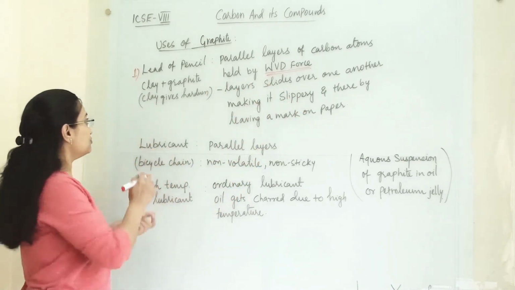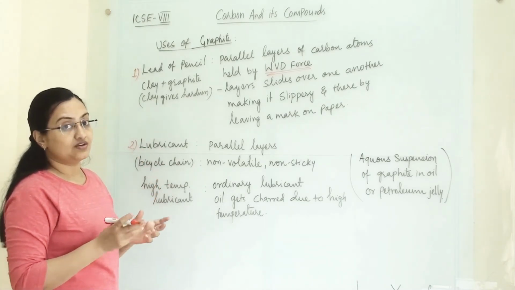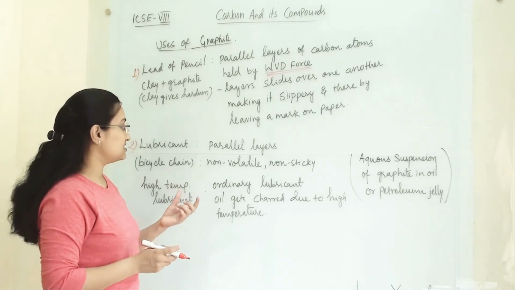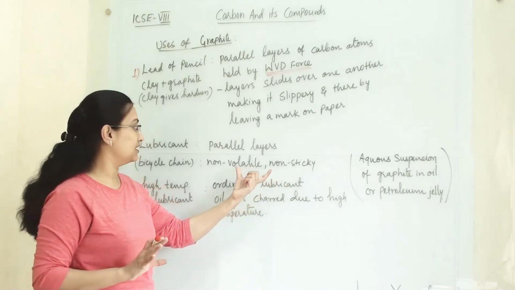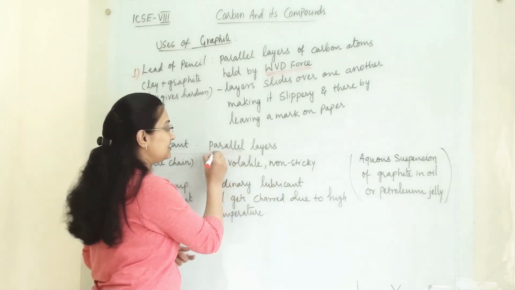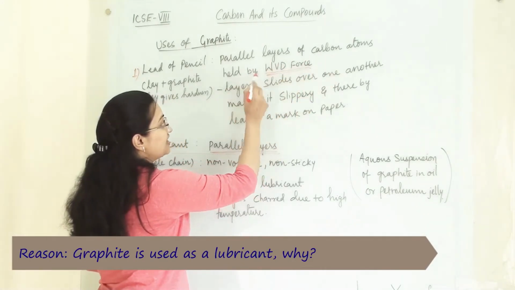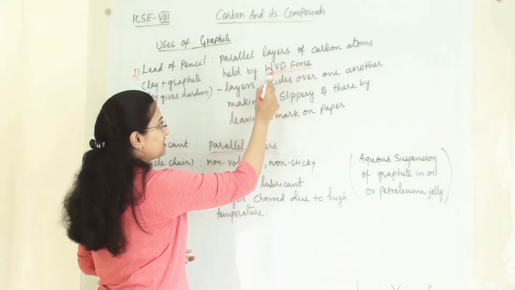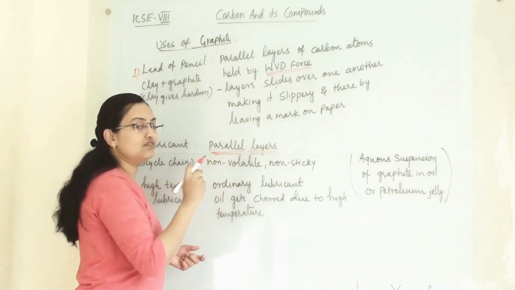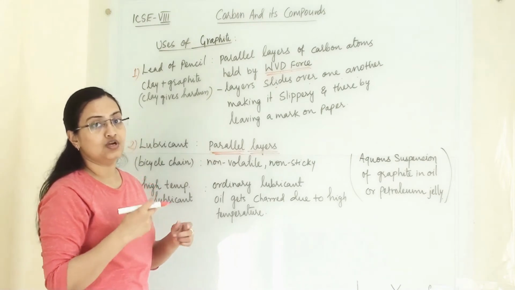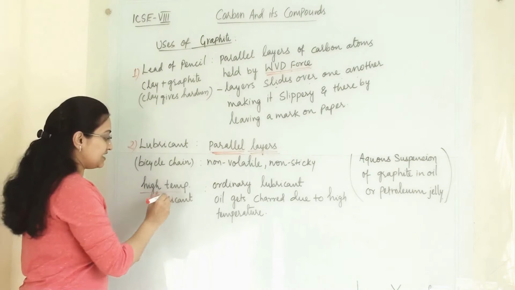Now it is also used as a lubricant. In bicycle chains and the like, we use this as a lubricant because it is a non-volatile and non-sticky form of lubricant. And again, it's the parallel layers of carbon held by weak van der Waals force of attraction, and they slide over one another and give a nice lubricant effect to a machine. Then it also acts as a high temperature lubricant.